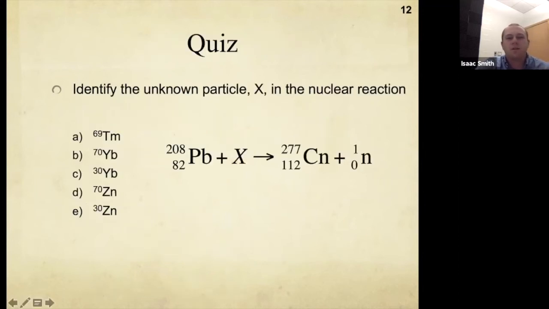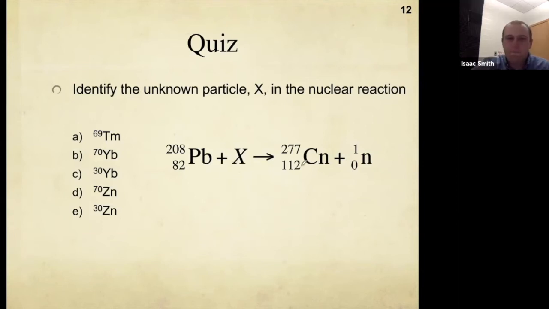All right, here's another one where we're trying to identify an unknown particle X. So again, this can be a similar process. So go ahead and pause the PowerPoint and try and work this out on your own first.